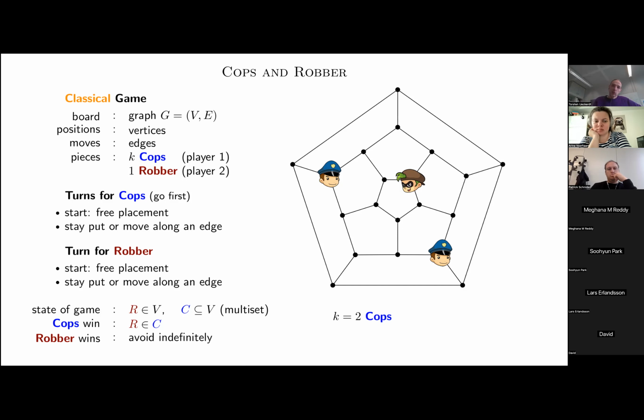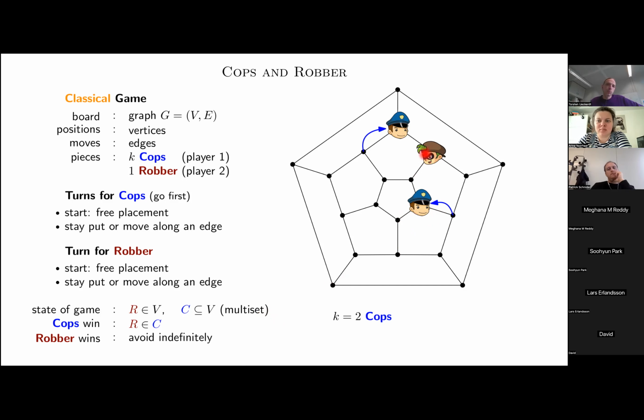Okay, so let's try it. Now cops start. They see where the robber is, and so they want to catch him. So maybe they move closer. Yeah. Now it's robber's turn. Robber sees cops approaching, and he can decide to move away. Okay. Cops see where the robber goes, and then they move also closer. Maybe the second cop here goes to the left in order to avoid that the robber goes down.